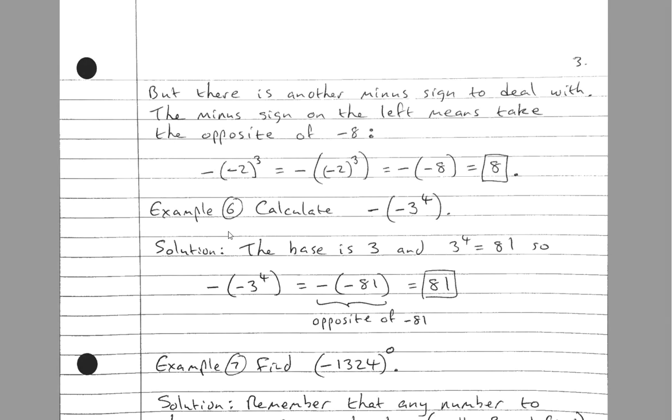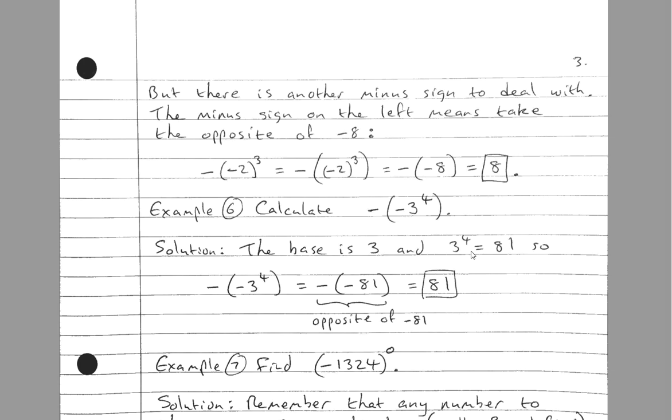Okay, how many more of these are there? Example 6. Yeah, just trying to see all the things that can happen that might trip you up. Here we have the opposite of negative 3 to the power 4. First we'll work out what's in these parentheses. The difference here is the base is 3 this time. It's not negative 3 in parentheses to the power 4, it's just negative 3 to the power 4. So the base is 3.